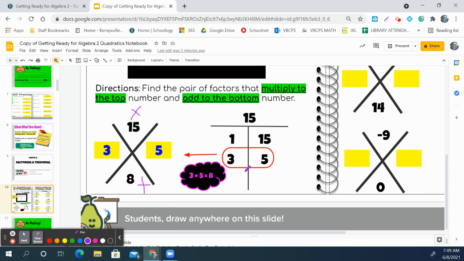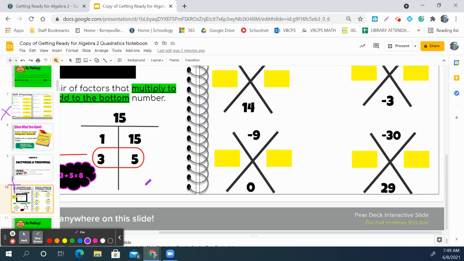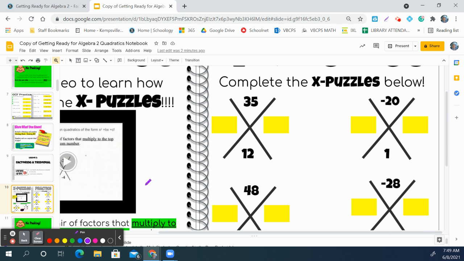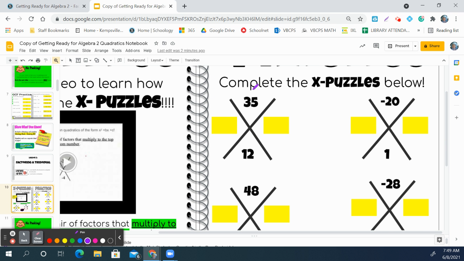So you make a little factor tree. 15 can be broken into 1 times 15 or 3 times 5. And 3 plus 5 is 8. So that's how these factor puzzles work. So let's come over here and see if we can solve any of them. What will multiply to 35 and add up to 12? 5 and 7. Look at that. We didn't even need to make a tree. 5 times 7 is 35, and 5 plus 7 is 12.